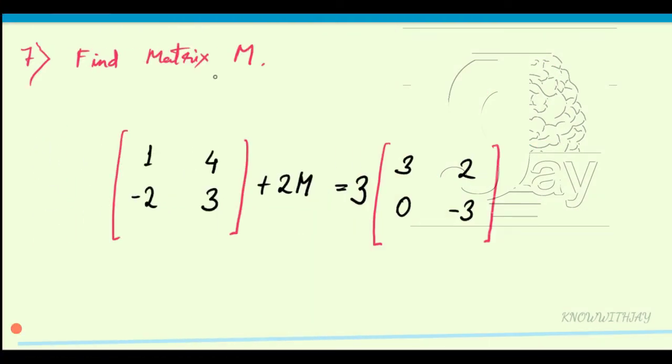Here in this question also you have to find the matrix M, and in the previous question the equation was given, but in this question, in place of a matrix written with the help of a letter, here the matrix is already written. So this matrix plus 2 times matrix M equals 3 times this. This is the third matrix.